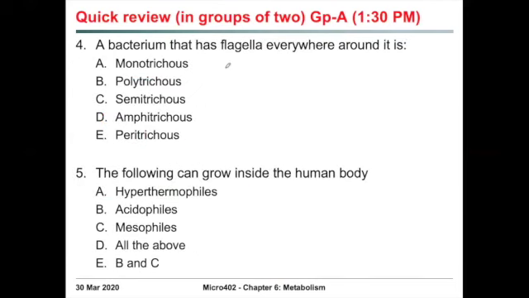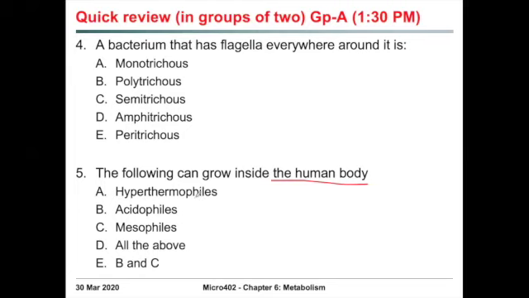A bacterium that has flagella everywhere around it is a, this one I will let you answer because you already know it. It's in the lecture on chapter 3. The following can grow inside the human body. This is a good question. We need to think about it. Which of these can grow in the human body?